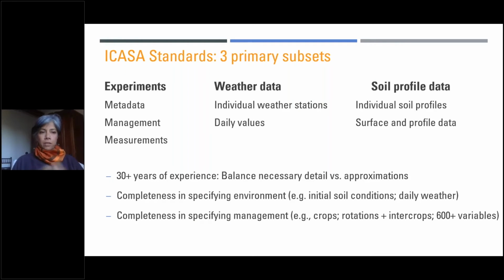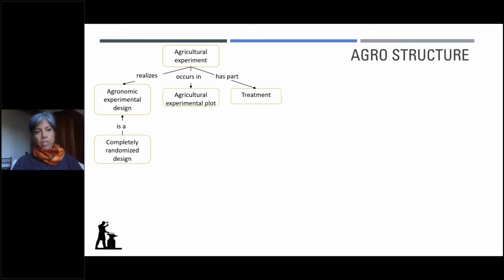Here's a slide on the CASA standards, which consist of three primary buckets, if you will: the experiments with descriptions, weather data, and soil profile data. These have been developed out of 30-odd years of experience, and they're quite complete in terms of specifying environment, like soil conditions, for instance, and management options, including crops, rotations, and many others. As you can see, there's a number of different variables there. The agronomy ontology is similar.